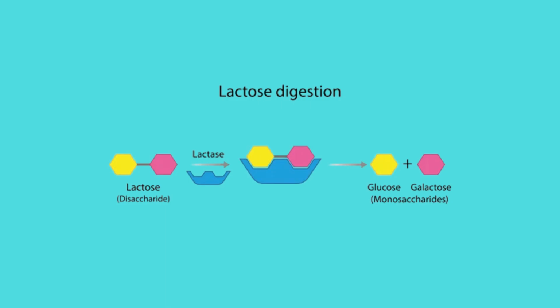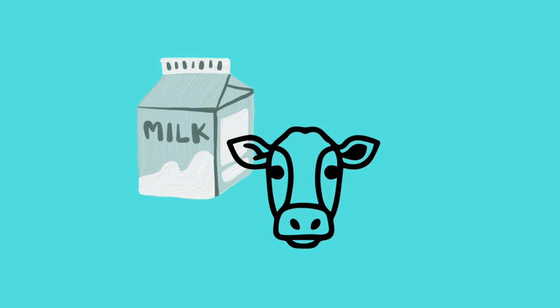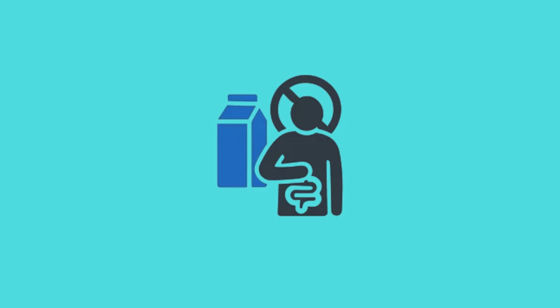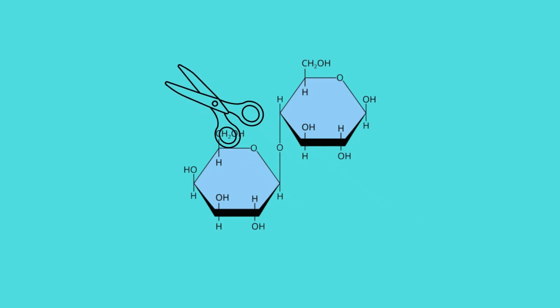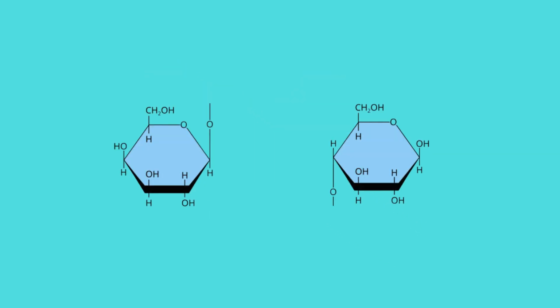Another example of a digestive enzyme would be lactase. Lactase breaks down lactose, a sugar commonly found in milk, into smaller sugars like glucose. Lactose-intolerant people don't naturally produce as much lactase in their body, which makes it hard for them to digest dairy products and can make them feel sick. You can think of lactase as a pair of scissors that can snip lactose, which is a disaccharide containing two sugar molecules, in half in order to break it down to smaller pieces.